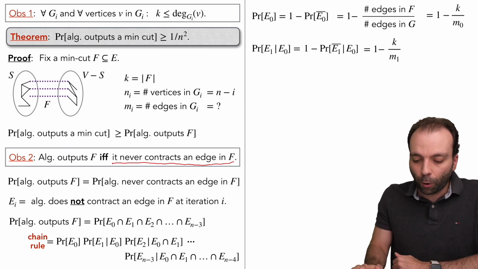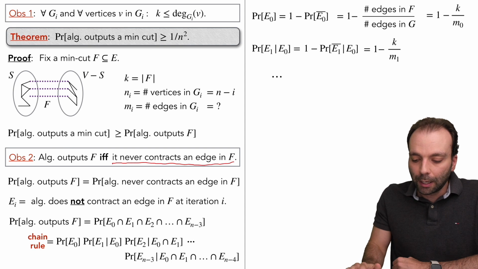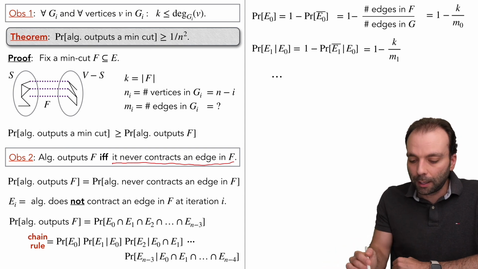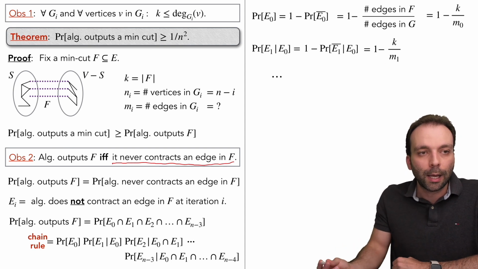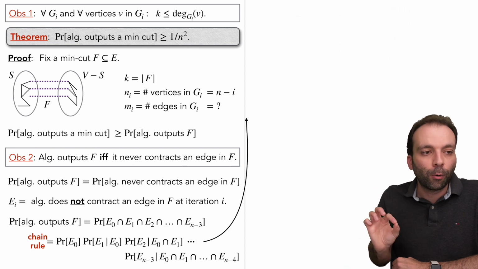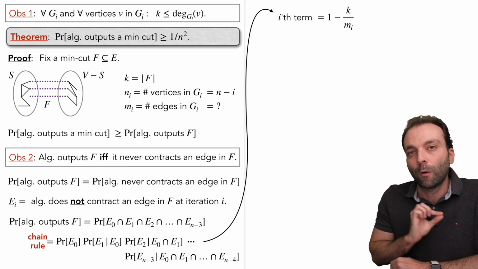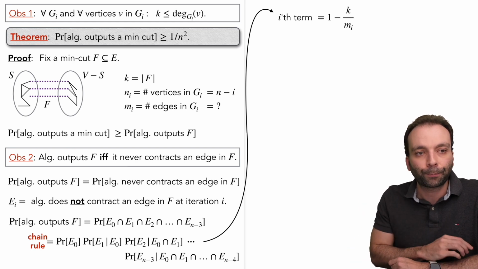And in general, hopefully you agree that the analysis is going to be the same. So in general, the only thing that will be different is the number of edges in the bag. So the ith term here is going to be equal to 1 minus K over M sub i. Okay?